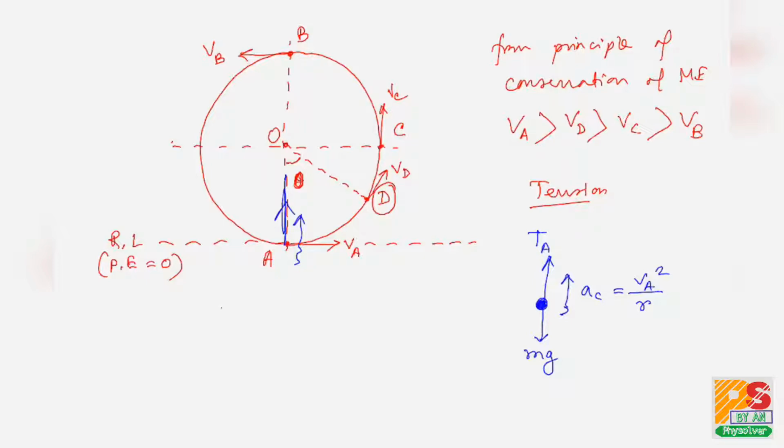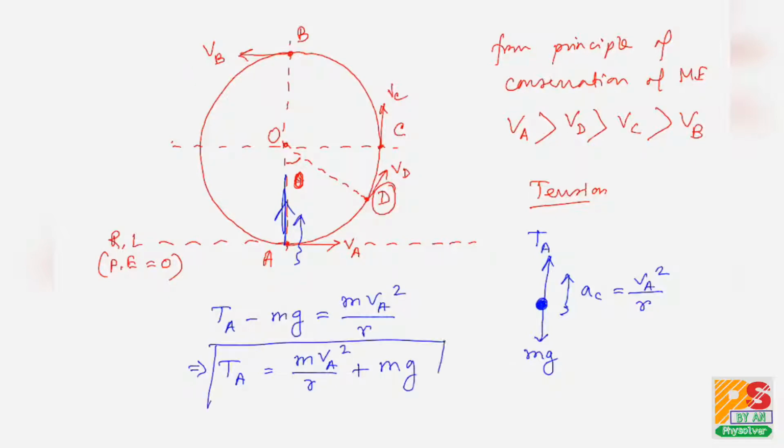Therefore the equation is TA minus mg equals m VA square divided by R. So we get the formula of tension at the lowest position, which is mVA square by R plus mg. This is the formula of tension at the lowest position A.